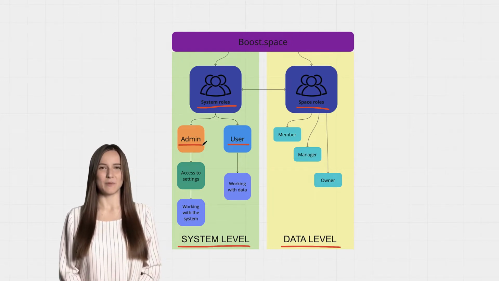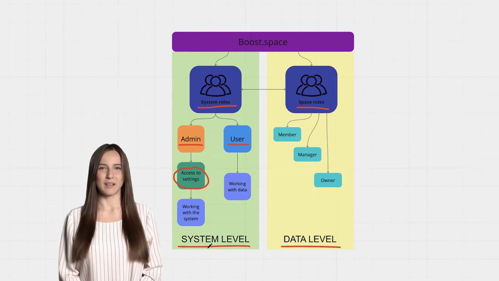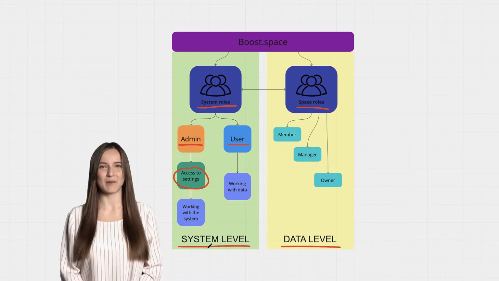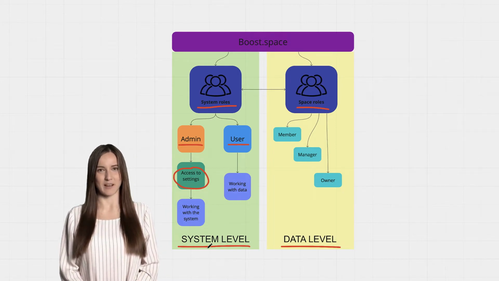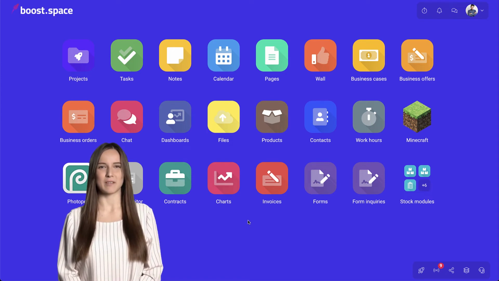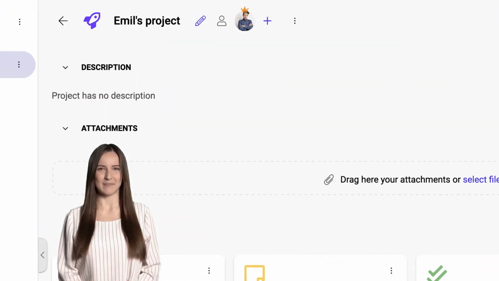The basic principle is that the admin has access to the system settings. The user can neither view the settings nor work in them. It means that admins build the whole system, and users work in the pre-built system. But after that, users can work 100% in the individual modules. For example, the user can create his own space in the module, which even the system admin does not need to have access to.